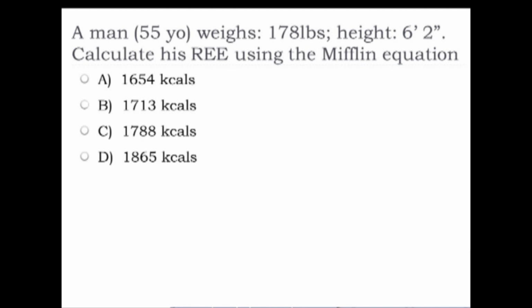Next, we subtract the age factor. So remember, this is a man, so the age is 55 times 5 minus 5. The number you get is 270. This amount will be subtracted from the first number in your bracket, 1982.87. So let's do the calculation. 1982.87 minus 270. The answer you should get is 1713, or 1713 kilocalories. This is the resting energy expenditure as determined by the Mifflin equation.